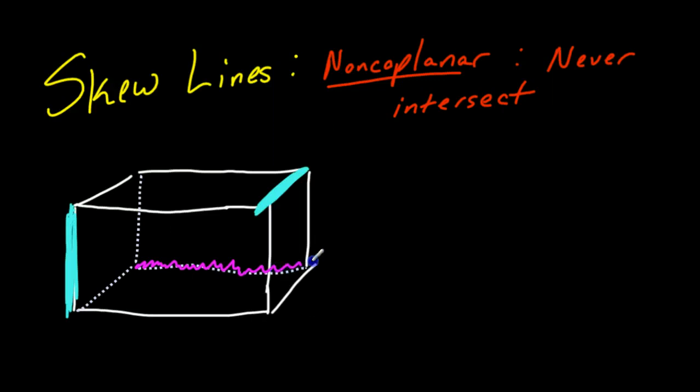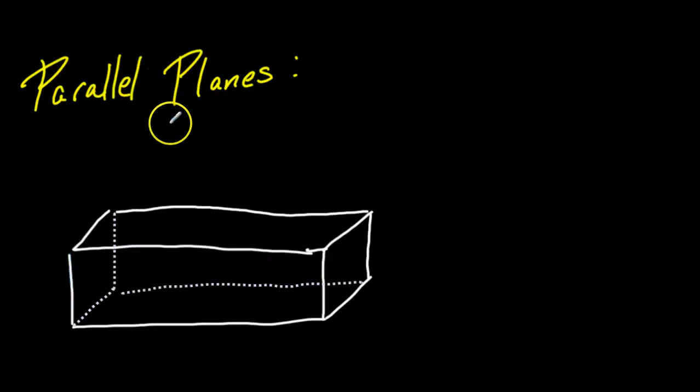Another example would be this purple one back here. And this purple one up front. If you extended those forever, they're never actually going to cross each other. So if you were actually like holding a box and you ran your hands along the side, you'd actually be able to really easily tell that they never ever touch each other. And they're on different planes, so they are skew lines.